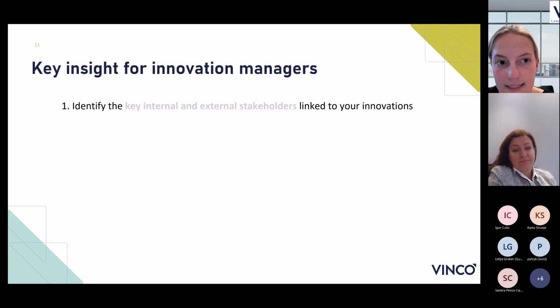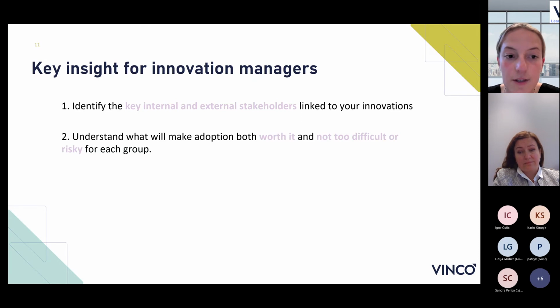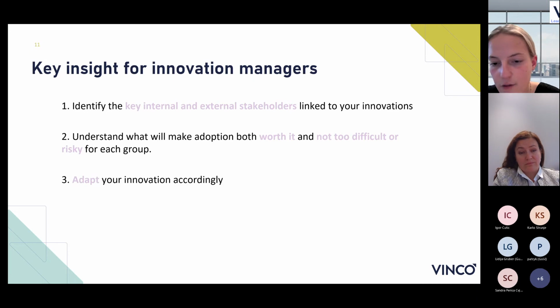So last key insight for that part of the webinar. It's really important for you to identify the key internal and external stakeholders linked to your innovations. Here there is also internal, because you might also need to convince some part of your team, some departments that are not aware of what you're doing. Secondly, you need to understand what will make adoption both worth it and not too difficult or risky for each group. And then, of course, you need to adapt your innovation accordingly.